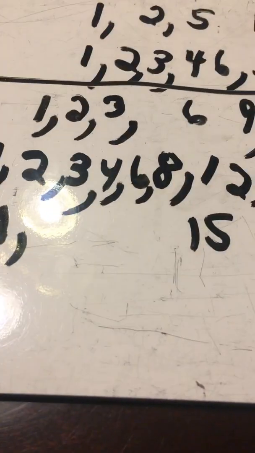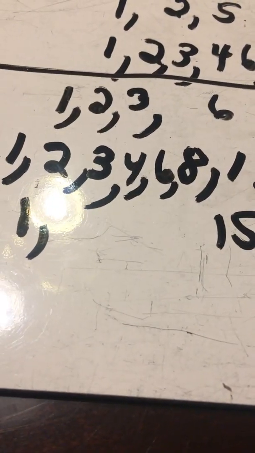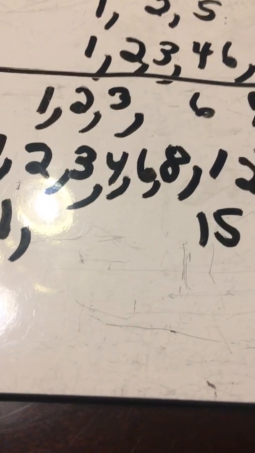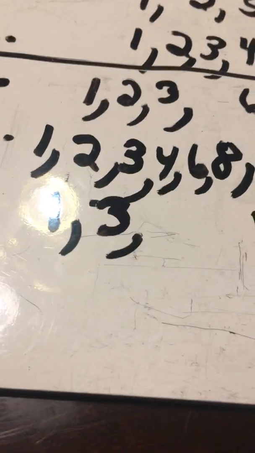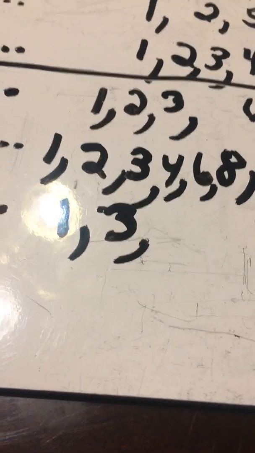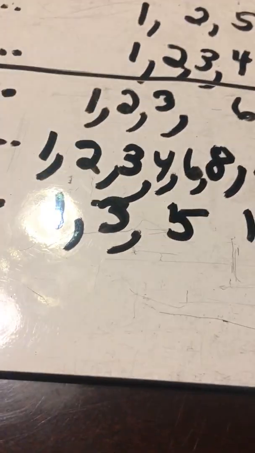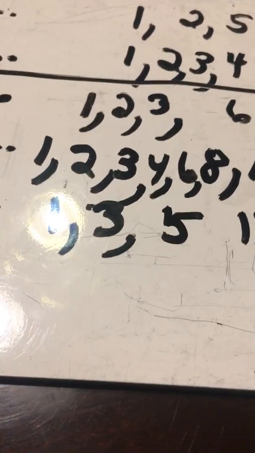Now we try 2. Will 2 go into 15 evenly? No, because 15 is not even. It's an odd number, so 2 won't go into it. But let's try 3. Will 3 work? Yes. 3 times what will give you 15? 3 times 5 will give you 15. So there's a pair, and that's it for 15.